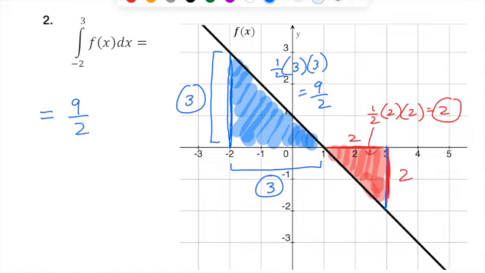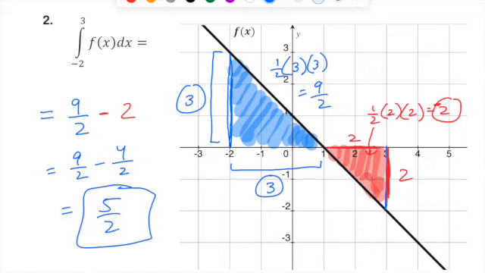So +9/2, and then when we went backwards, that was an area of -2, so we take away 2. And of course, that's 4.5 minus 2 is 2.5, or if you want to answer with a fraction, that's 5/2. So that cumulative value is 5/2 or 2.5. And there we go. That's what a definite integral is, that accumulated area or signed area.